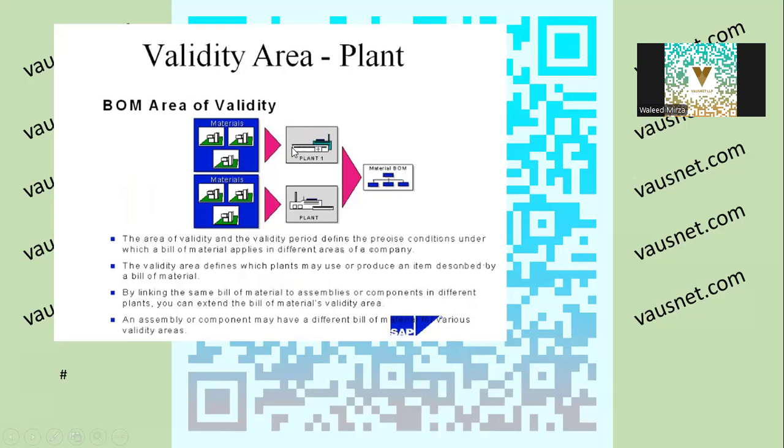Okay. So for example, if this plant is basically dealing with raw material, this one might be dealing with the semi-finished good. Over here, they must be cutting the iron sheets to mold the fuel tank of the motorcycle before it is pushed to this plant. So you can extend the validity area of this material BOM.